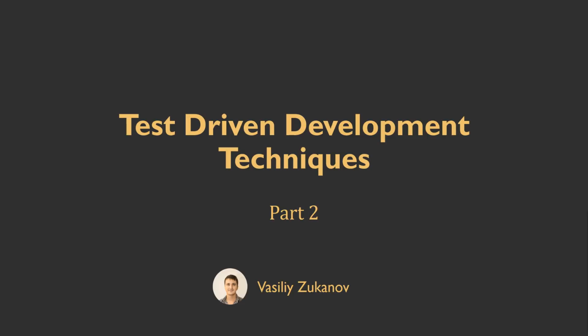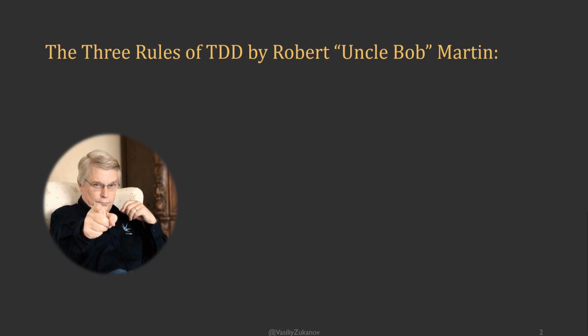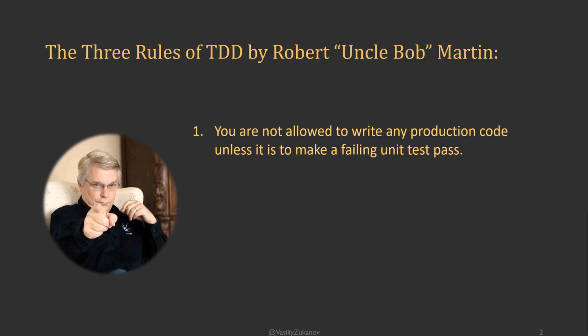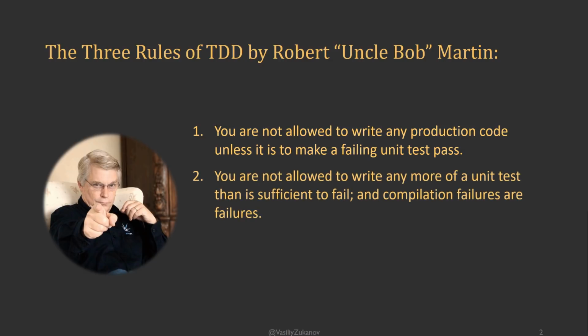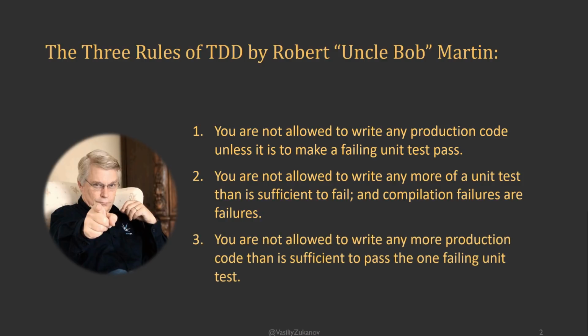The second technique that we are going to see is based on the 3 rules of test-driven development that were stated by Robert Martin, also known as Uncle Bob. Uncle Bob's rules are: you are not allowed to write any production code unless it is to make a failing unit test pass. Rule number 2. You are not allowed to write any more of a unit test than is sufficient to fail, and compilation failures are failures. And rule number 3 is you are not allowed to write any more production code than is sufficient to pass the one failing unit test.